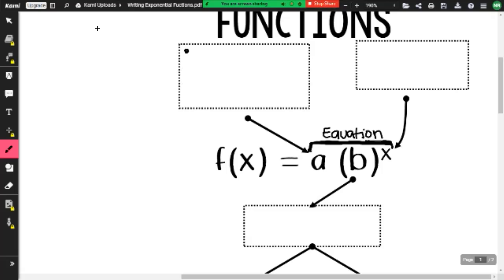A represents the initial value. Good. Let's start there. Initial value. Other words that you could find instead of initial value would be something like start, your starting amount. Starting amount or beginning. We begin with something. I open an account, beginning.